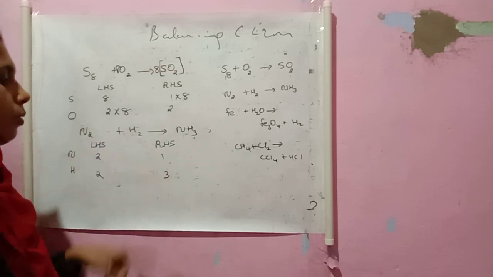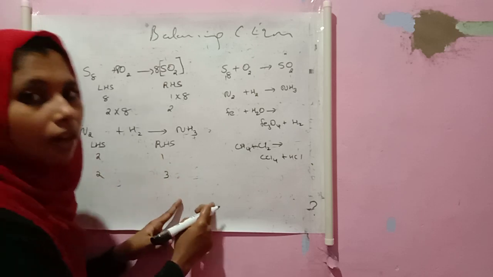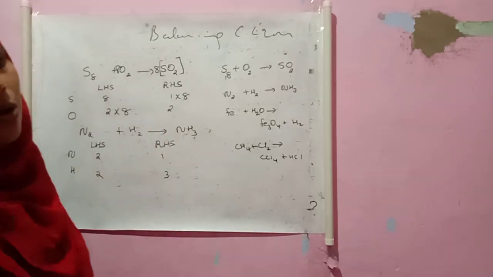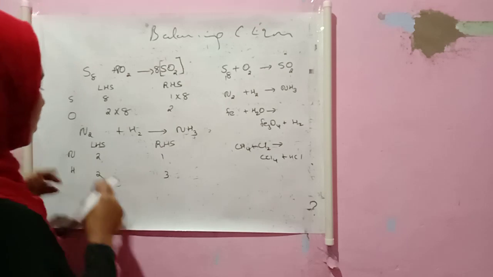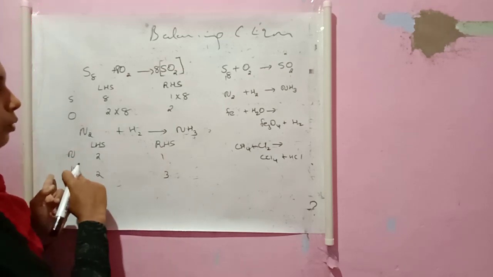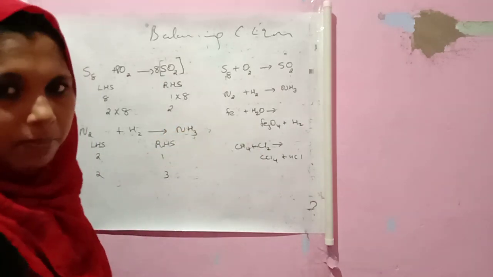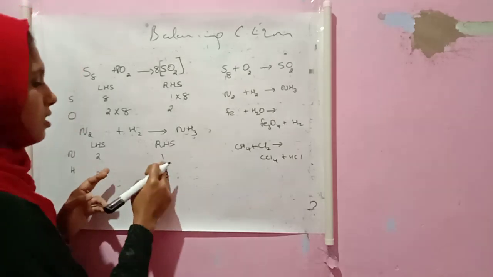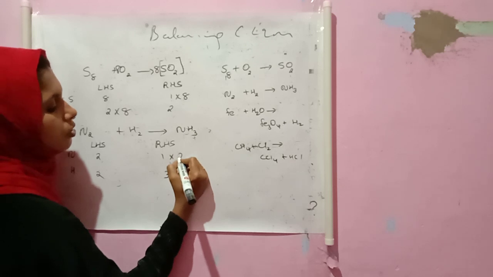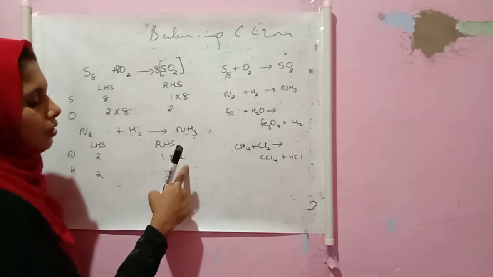To balance this chemical equation, we notice that nitrogen is reduced from 2 to 1, and hydrogen is increased from 2 to 3. That means hydrogen increased by 1 here, and nitrogen decreased by 1. So we have to balance this chemical equation first in view of nitrogen. We have to change this nitrogen from 1 to 2, because that is decreased here. So for that I am multiplying with 2 in the RHS.